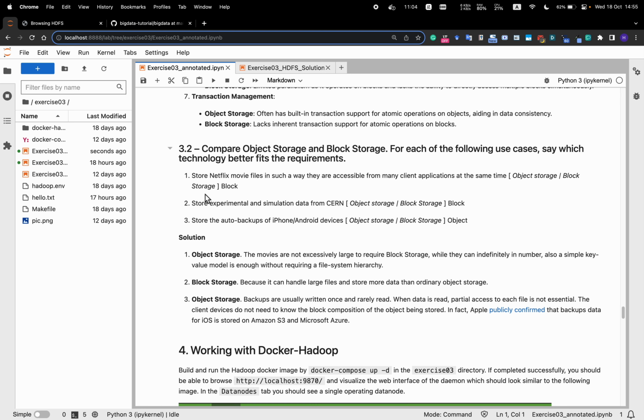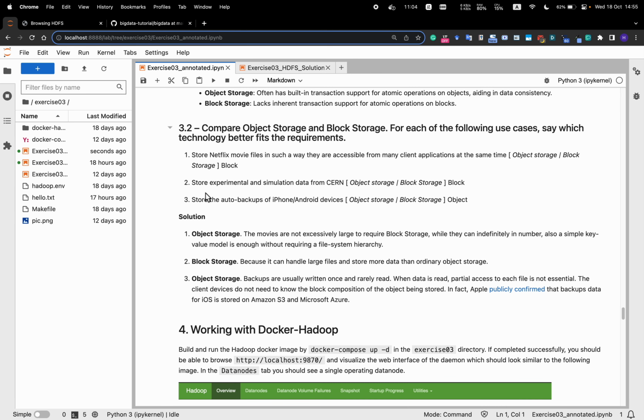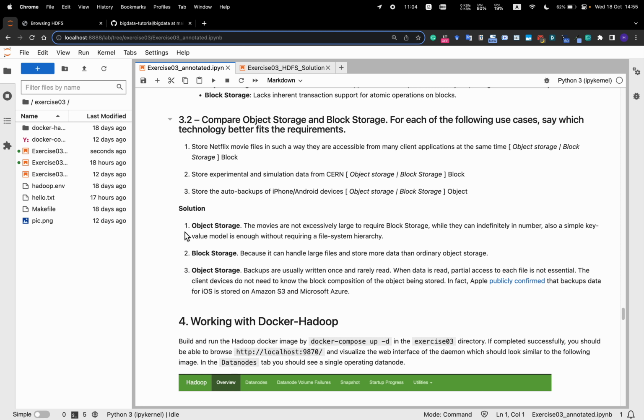Moving on to 3.2, I think this is also a straightforward one, right? For Netflix movies, you would store them in object storage. For large simulation data, petabytes of data from CERN, it's better to store in block storage, since it can scale to petabytes. Object storage is also better for backups of your phones, because you need to access every single image or file individually instead of reading a whole bunch of files sequentially.